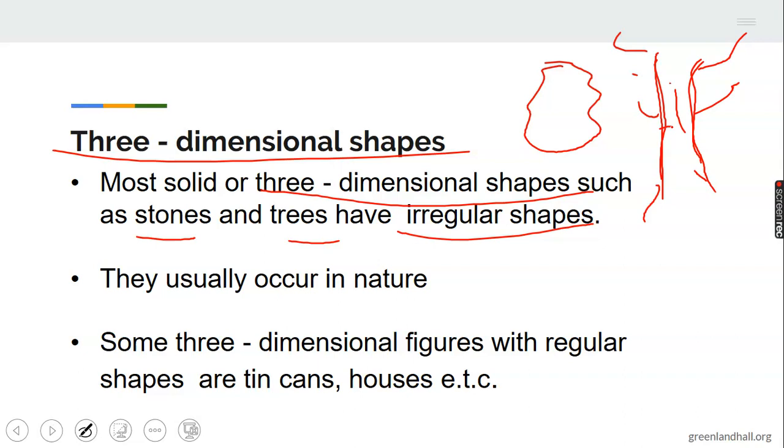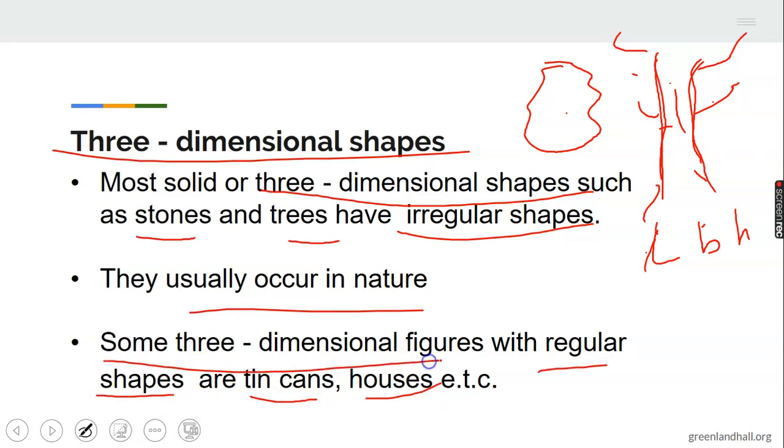When we say three dimension, it means it has length, breadth, and thickness or height. Now, these occur in nature, but the ones that are man-made, like tin cans, houses, like matchbox, we call them regular shapes. They are also three-dimensional figures, but they have regular shape. You can see that in your matchbox or your house.